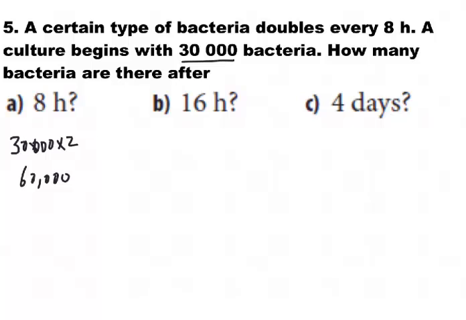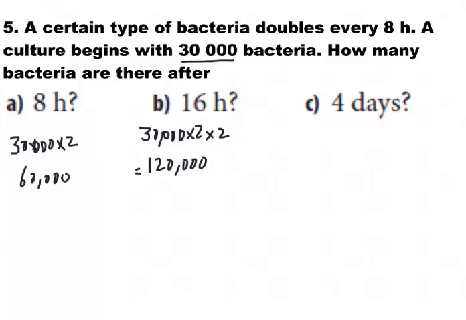The next one says after 16 hours. We know that 16 hours is two 8-hour periods. So this means that 30,000 is going to be doubled twice. So it's going to be 30,000 times 2 times 2, which is going to be 120,000.